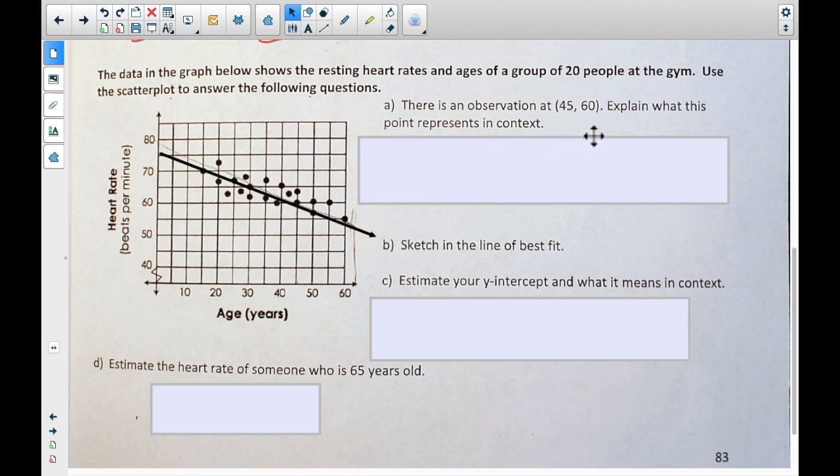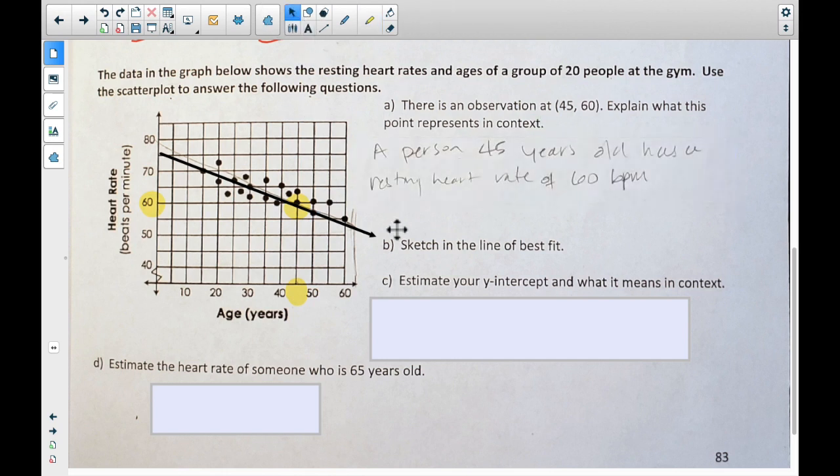There is an observation at 45, 60. This is a coordinate. Can we find 45, 60? Here's 45, here's 60. That person right there is the point. What does that dot represent? That dot represents a person who was at the gym, and we took their resting heart rate. That person was 45 years old, and they had a resting heart rate of 60 beats per minute. That's what this coordinate means: a person 45 years old with 60 beats per minute.